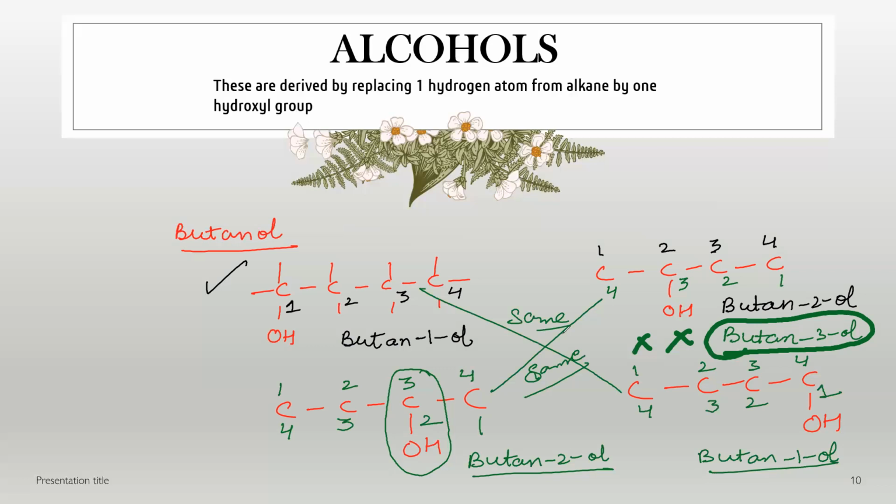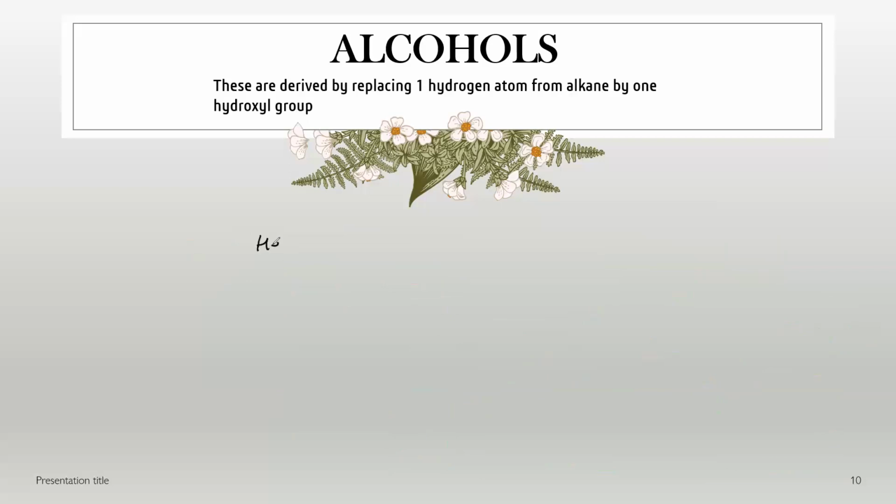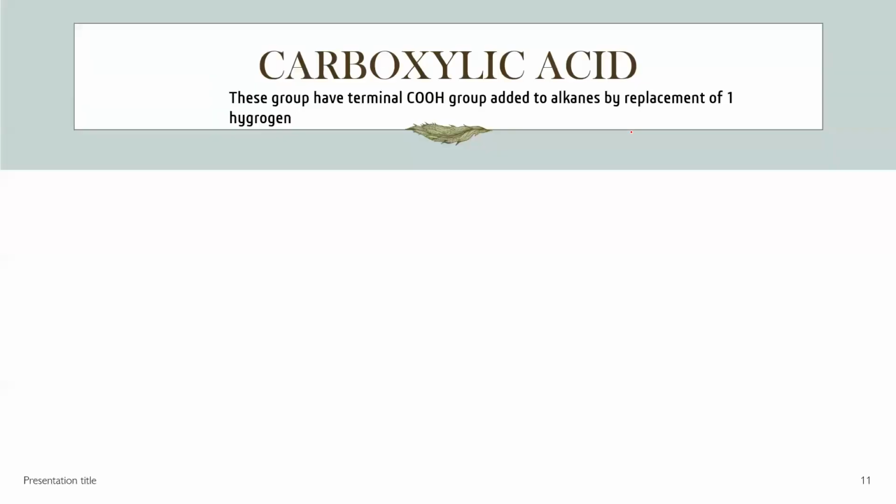Okay, fine. So we are done with alcohols. Next, we have carboxylic acids. Okay, for you, there is a question. Draw the structure of hexane 2-ol. Hexane 2-ol. Okay, this is for you.